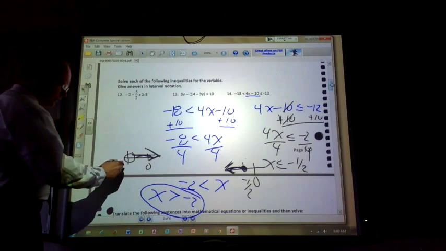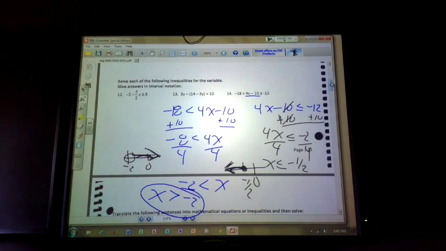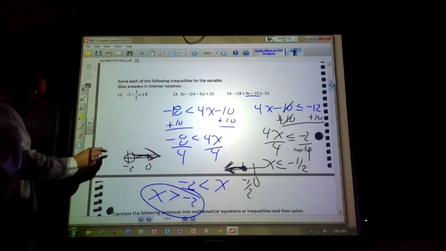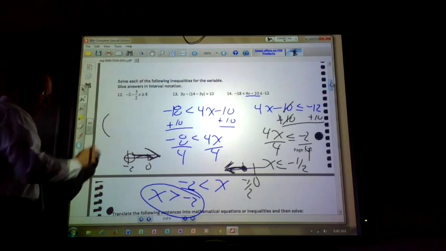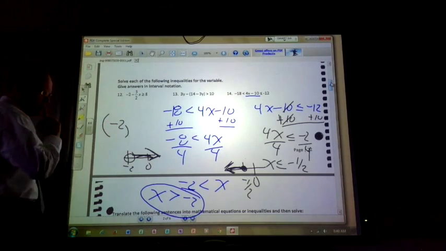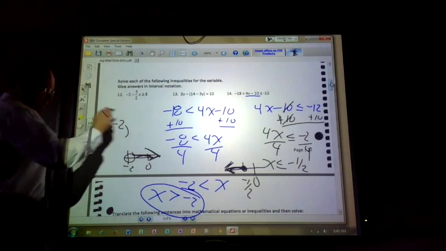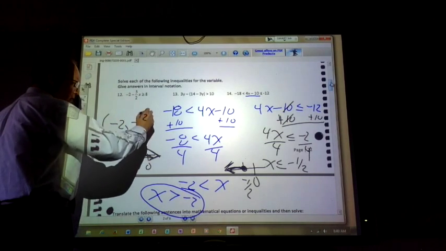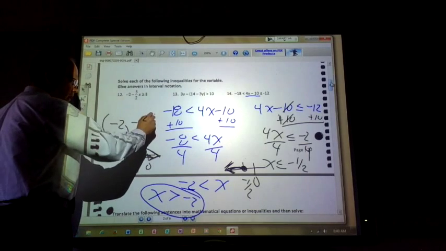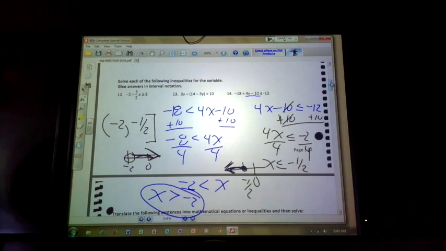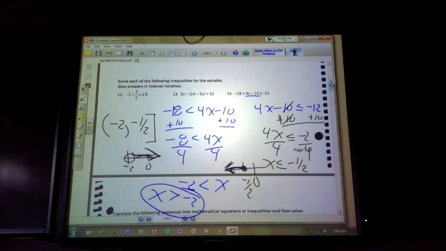So I think we could write this problem as parenthesis negative 2, and then negative half, square bracket. So this means that we're starting at negative 2, not including it, and going all the way to negative half, in which I will include negative half. That's the difference between the rounded and square parentheses or brackets.